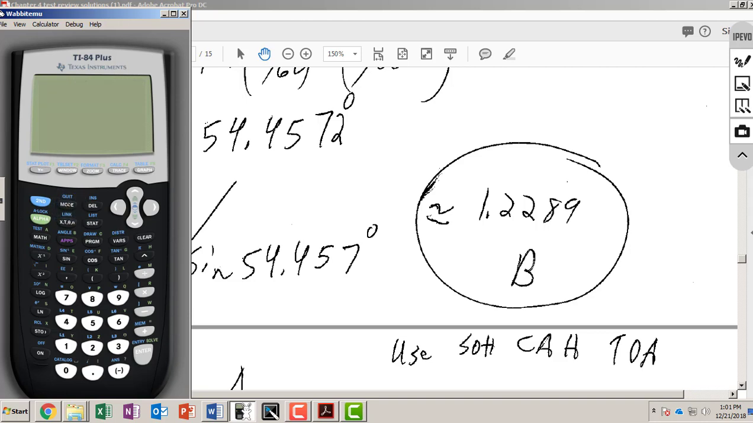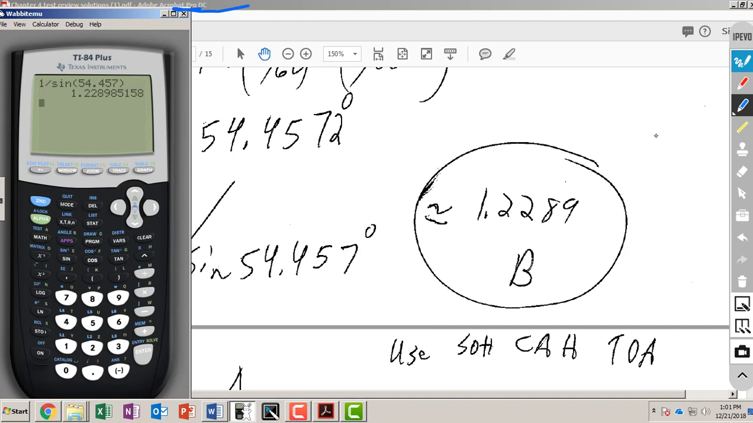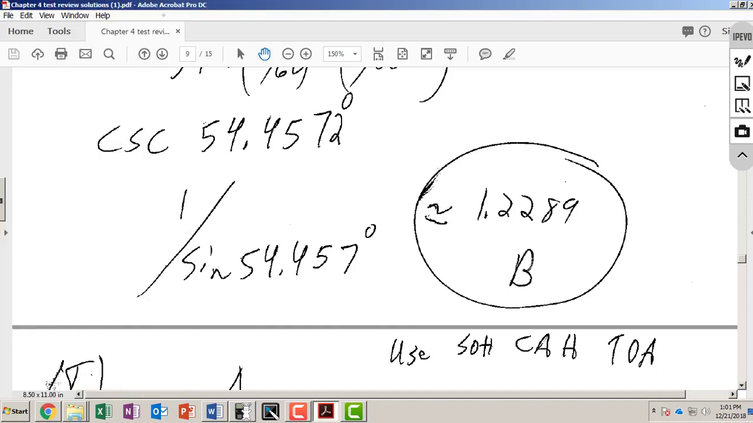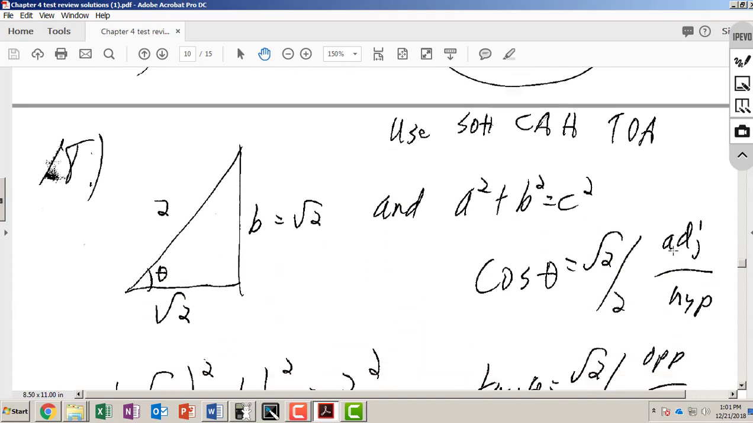So I'm going to type in 1, then I'm going to type in divided by the sine, and now I'm going to type in that 54.457. Hit enter, and you'll get an answer of 1.2289. So there's your answer of 1.2289. On that problem there, just remember, use your calculator, make sure you're in the correct mode, and if necessary, use the reciprocal. Because you look on your calculator, there is no cosecant key, so you always have to use the reciprocal key for those problems.